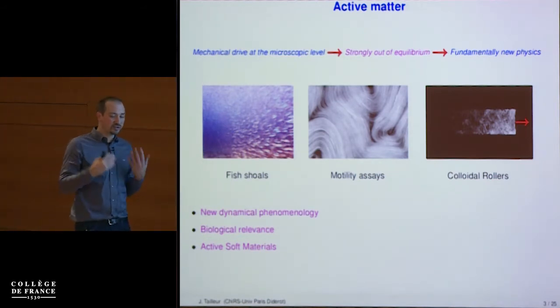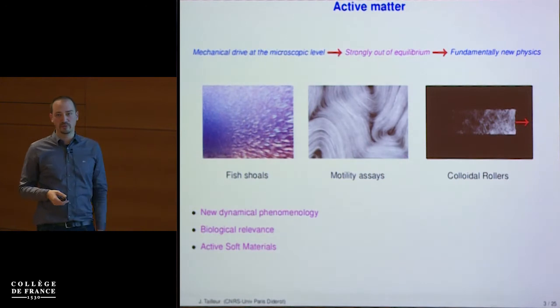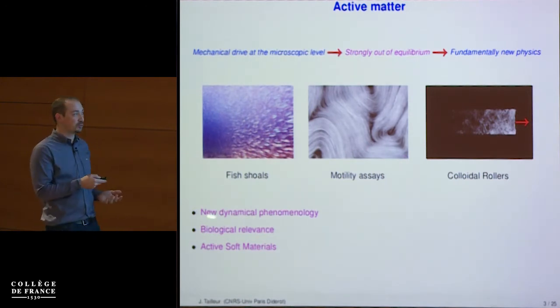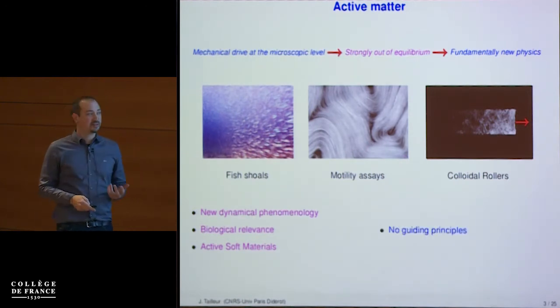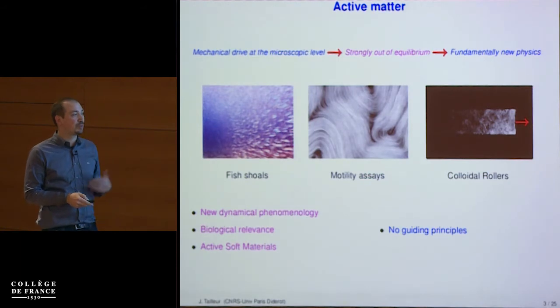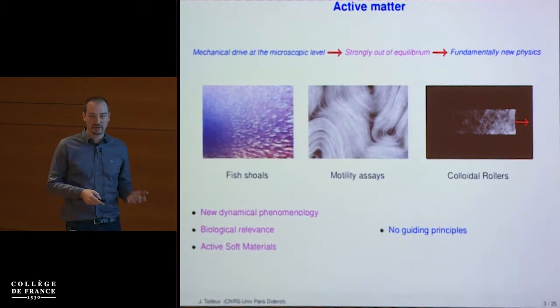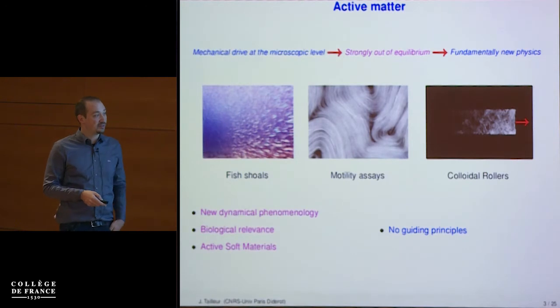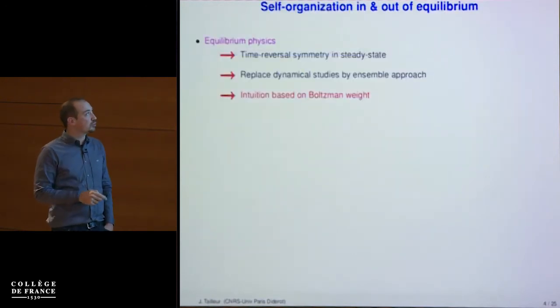So having gotten rid of the constraints of equilibrium physics is good because you get new phenomenology. But it's also really bad because by stepping out of equilibrium, we've lost our guiding principles. And that's what we're looking after. So what do I mean by that?